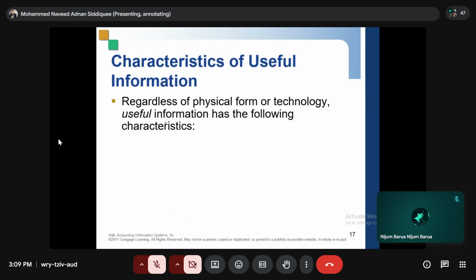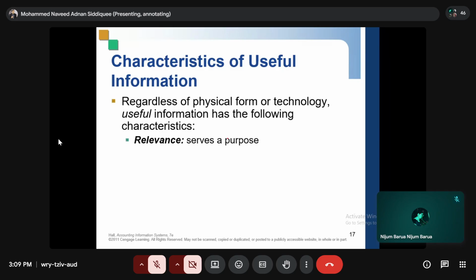It says, regardless of physical form or technology, useful information has the following characteristics, which means that a paper-based information book or an electronic information book, regardless whether the information is paper-based or electronic, it needs to fulfill 5 characteristics.